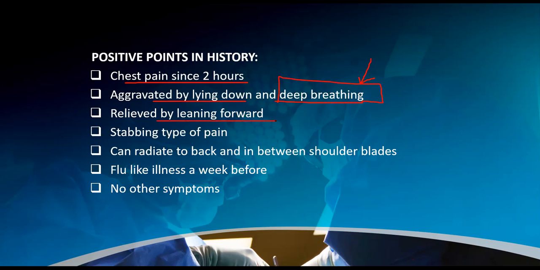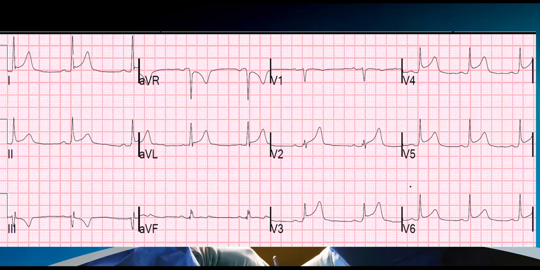Also aggravated by lying down, relieved by leaning forward. That's a very important characteristic for pericarditis pain. It's a sharp stabbing pain. Sometimes it can radiate to the back and in between the shoulder blades. The patient had a flu-like illness a week before, no other symptoms. So you have a patient with chest pain like this. If there is a viral illness, the patient doesn't have any other cardiac risk factors, and the chest pain characteristics go more with pericarditis, you should think about pericarditis as your diagnosis.